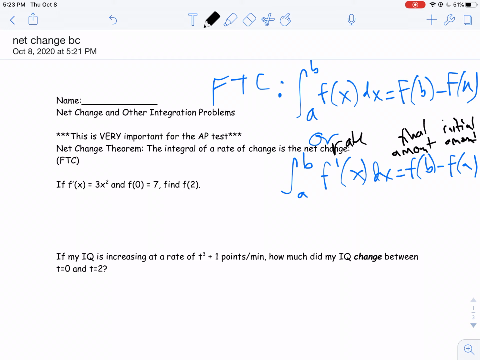Okay, so here's the situation. f prime of x is 3x squared, f of 0 is 7, find f of 2. When you're choosing your a and your b, they're going to give you one point and ask you to find the other point. Just pick the smaller one to be the a, although it doesn't really matter. So what that's saying is if you integrate from 0 to 2 of f prime of x, that is going to give you f of 2 minus f of 0.